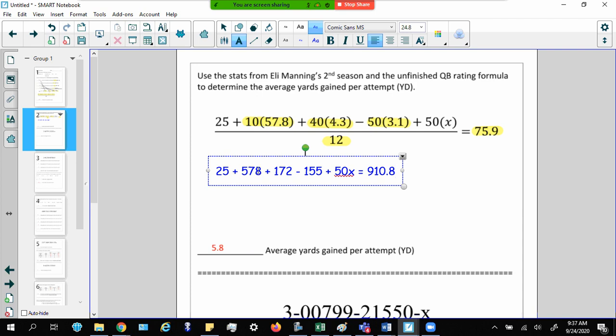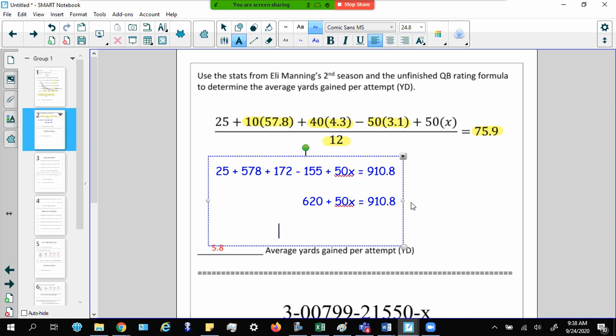I'm then going to combine like terms, like I would in my regular ninth grade math class, and it ends up with 620 plus 50x is equal to 910.8. In fact, I always like putting my equal signs right in line. Now I got to solve for x, but I got to get rid of that 620.